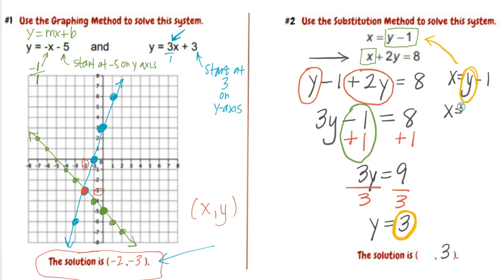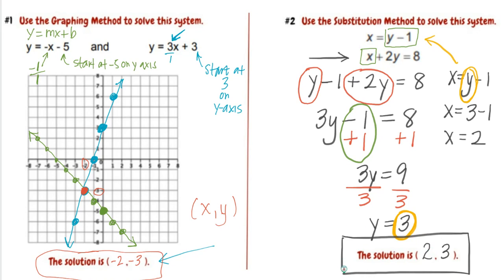So instead of y minus 1, I'm going to write 3 minus 1. And 3 minus 1 is 2. And now that you know x equals 2, you put it right there and you are done. The solution is 2, 3.